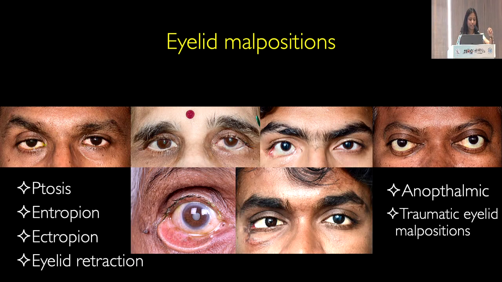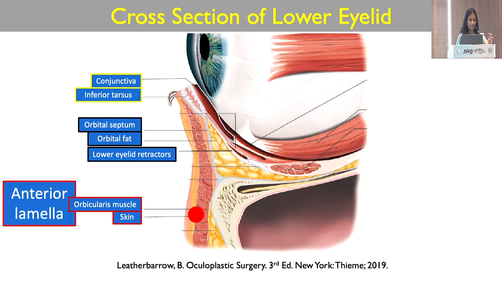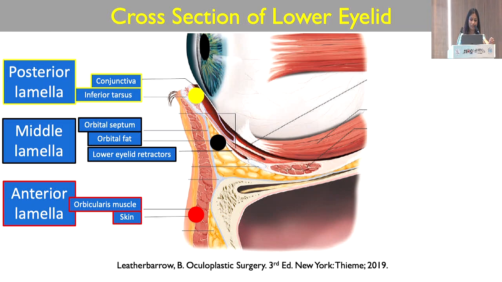So eyelid malpositions can range from anything between ptosis, entropion, ectropions, eyelid retractions, and even more complex cases such as anophthalmic eyelid malpositions and traumatic eyelid malpositions. Briefly and in short, this is the cross-section of the lower eyelid. As we know, it is made up of 3 lamella. The anterior lamella is made up of the orbicularis muscle and skin. The middle lamella is made up of the orbital septum, orbital fat, and lower lid retractors. And the posterior lamella is made up of the conjunctiva and the inferior tarsus. It is extremely important to understand which part of which lamella is actually involved in any malposition so that we can adequately address it.